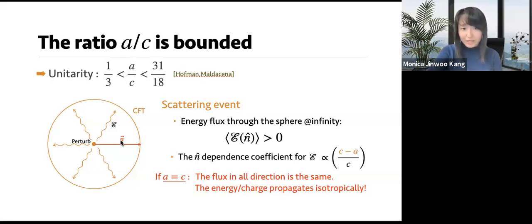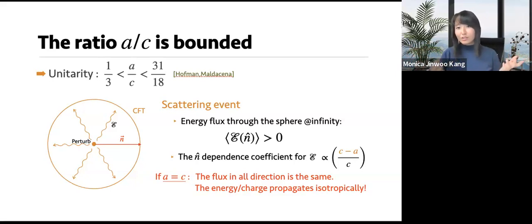Let's call this direction n. Then this vector dependence, the directionality, will determine how we will have non-isotropic understanding that can happen from this type of scattering event. And that dependence explicitly has a coefficient that's proportional to this term. As you can see, this is a term that has C minus A involved. So A equals C is a very special case that kind of looks like a symmetry, but clearly not quite. When such is the case, without any further restrictions at all, the flux in all directions is always all the same.